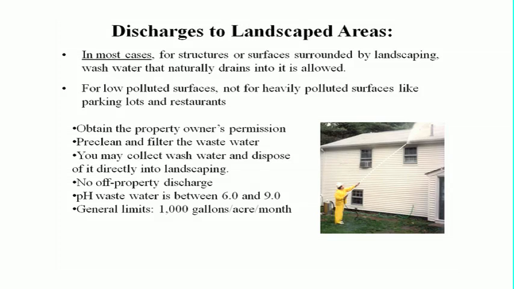In most cases, for structures or surfaces surrounded by landscaping, wastewater that normally drains into it is allowed. That's for low polluted surfaces, not for heavily polluted surfaces like parking lots and restaurants. Obtain the property owner's permission, pre-clean and filter the wastewater. You may collect the wastewater and dispose of it directly into the landscaping. No off-property discharge. pH should be between 6 and 9, and generally limit it to 1,000 gallons per acre per month.